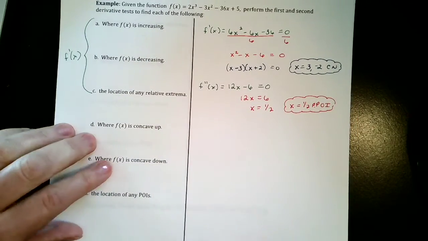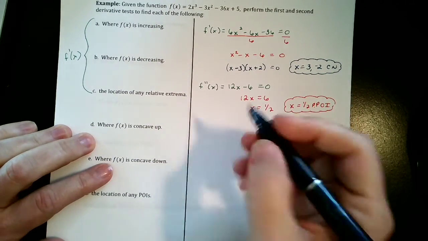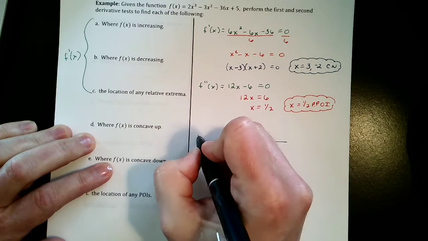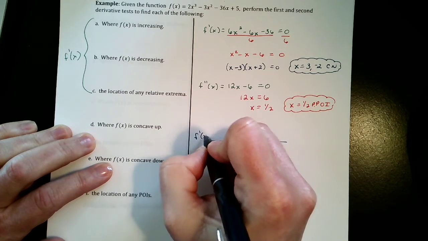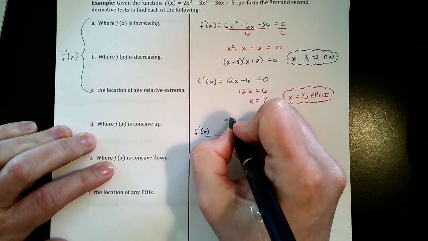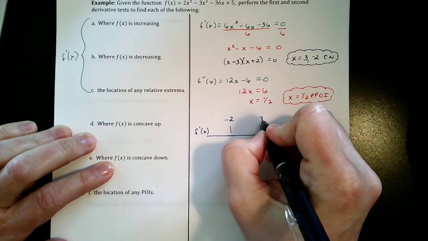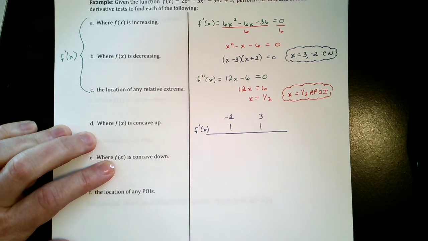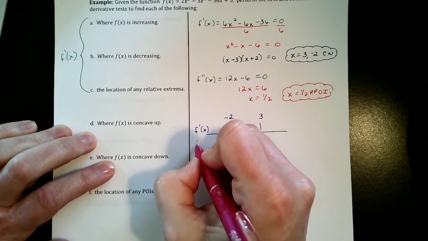And now I'm going to create a number line. When we did the first derivative test, I had you write f prime of x at the front, and then we put our critical numbers there. Put them in order. Don't put positive 3 before negative 2. I had somebody do that once, and it gets a little bit crazy. I'm going to put my second derivative on the bottom.